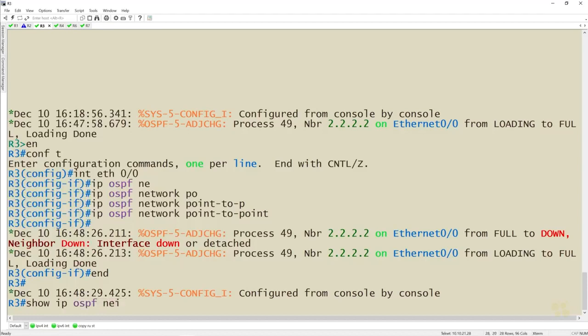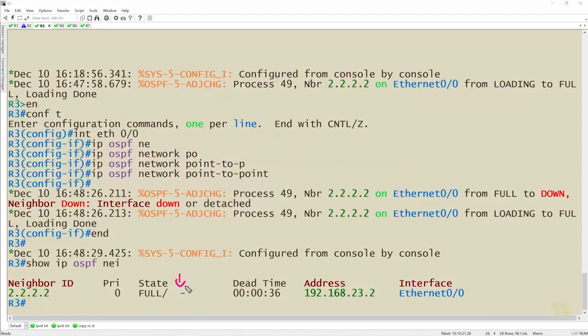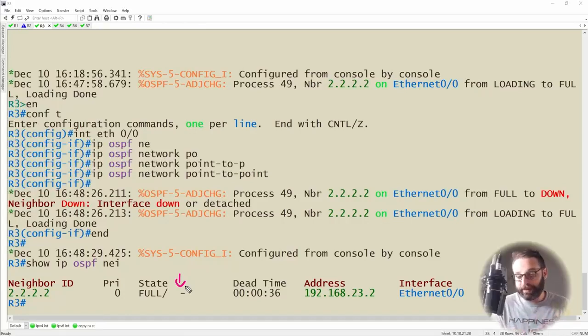But now when I do show ip ospf neighbor, look at that. We no longer have a designated router or a backup designated router section here. This actually eliminated the type 2 LSA on that particular link, and that's one less LSA that we have to flood through our network. So it actually is preferable from a design standpoint to use point-to-point network types whenever we can in order to eliminate the LSAs that are unnecessary within the topology.